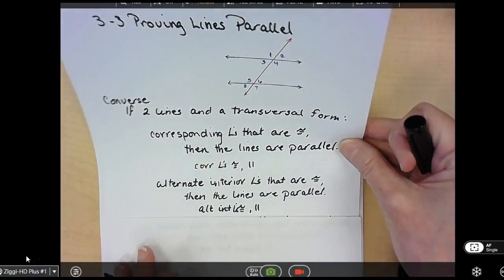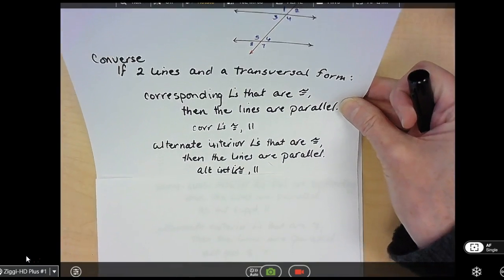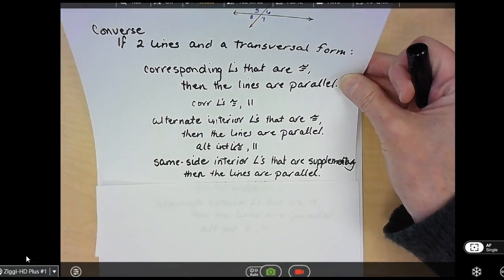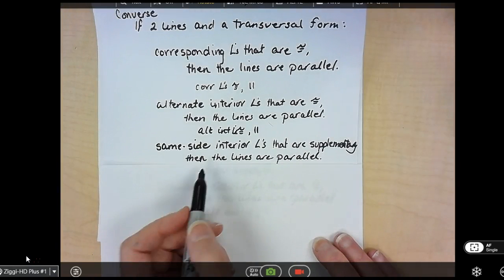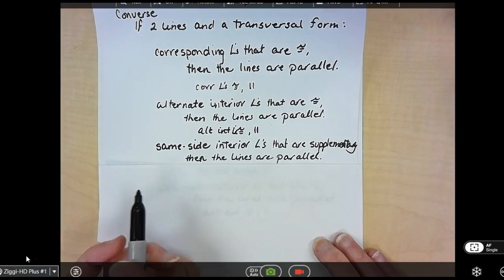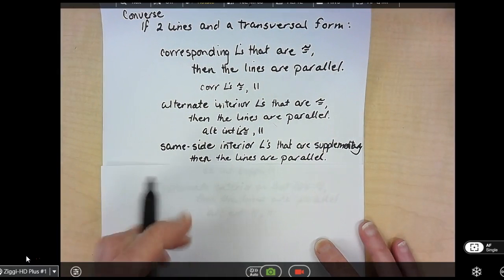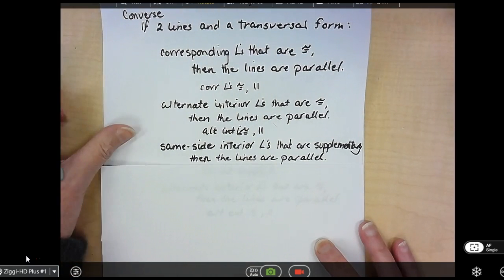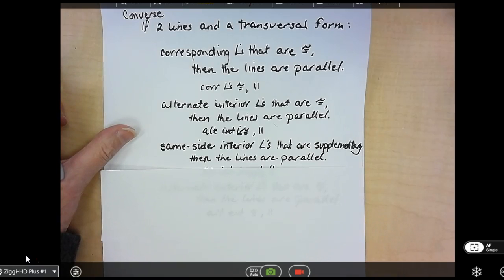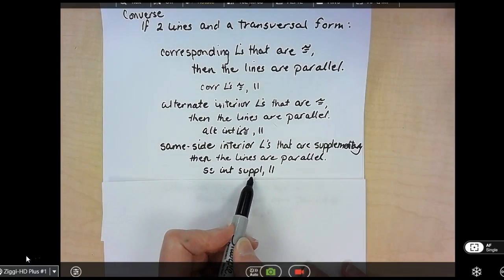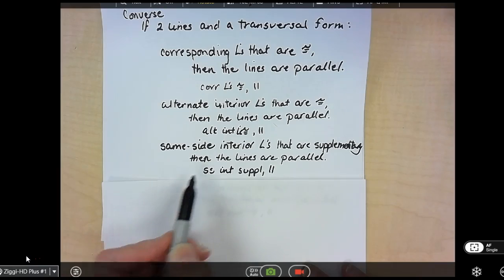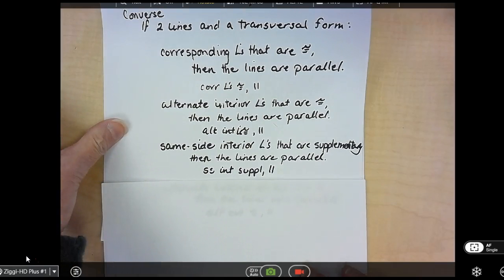So again, if two lines and a transversal form same side interior angles that are supplementary, then the lines are parallel. So again, it's the converse of what we had with parallel lines, where we knew the same side interior angles were supplementary. So same side interior supplementary, parallel. So I just do SS for same side interior.